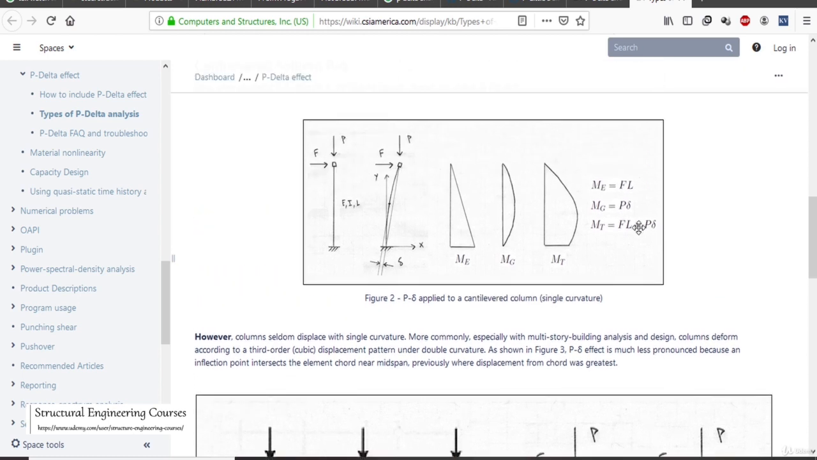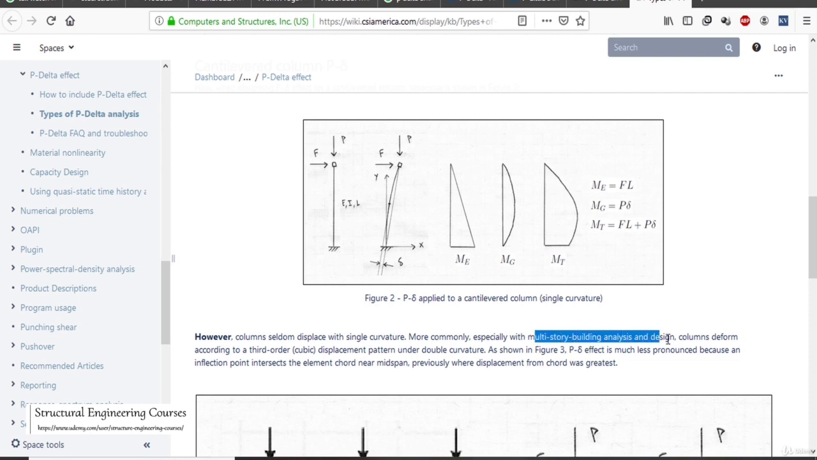In the language of engineering, this is called curvature. So this single curvature displacement is the reason why we considered P small delta. According to this article, the column seldom displaces with single curvature, that is like this. So more commonly, especially with multi-story building analysis and design.